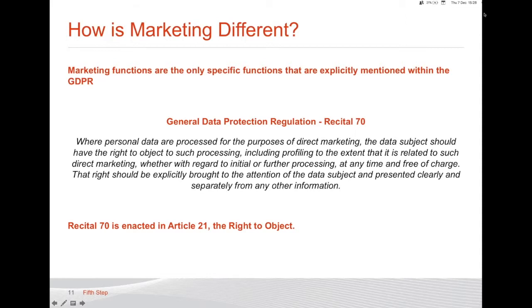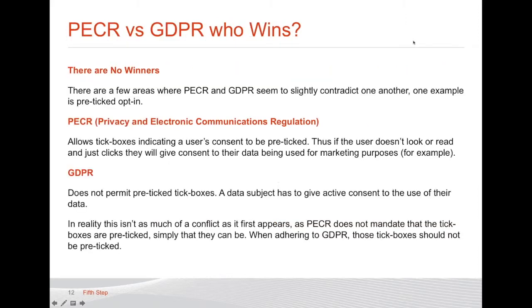Okay, so recital 70 is enacted in Article 21, the right to object. So that's where it all comes together around marketing. Now, marketing is the only business function that's actually mentioned explicitly within the GDPR. So you can understand how seriously the regulators are going to consider this going forward, and indeed why it's important that you as marketeers and as marketing departments understand exactly what the rights are and how to enact them and how to keep on the right side of the law and of the regulation.